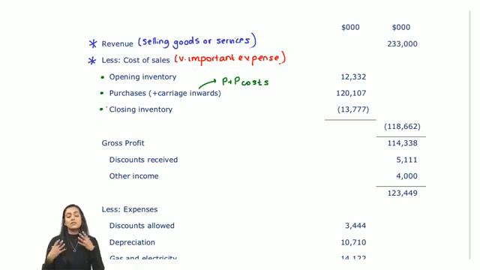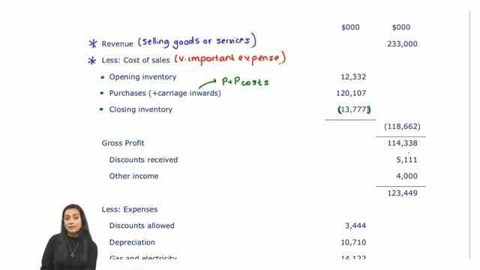Closing inventory is the goods that you have left unsold at the year end. Because you haven't sold them, they cannot be included in this calculation. So you see, these are deducted by the use of brackets. Now, if you add down this column, you have your cost of sales to be 118,662.